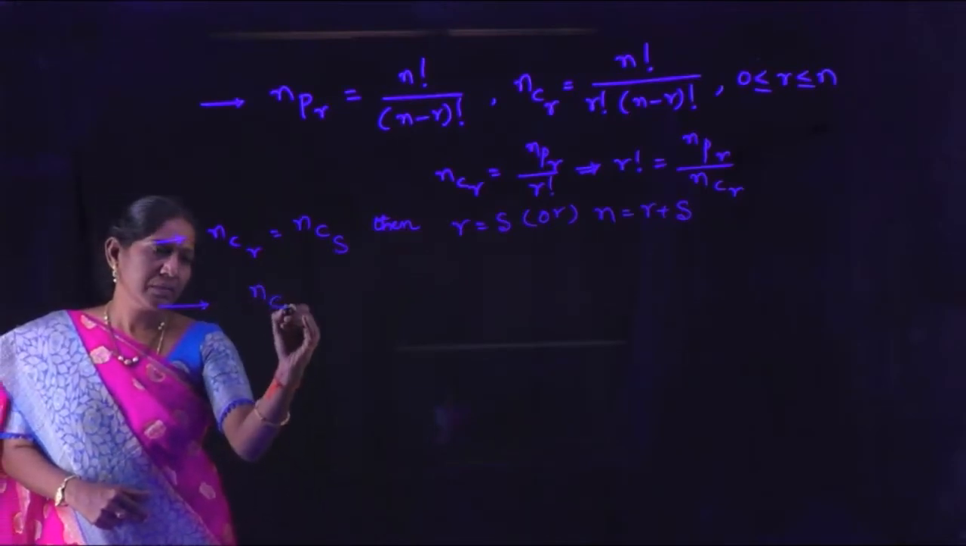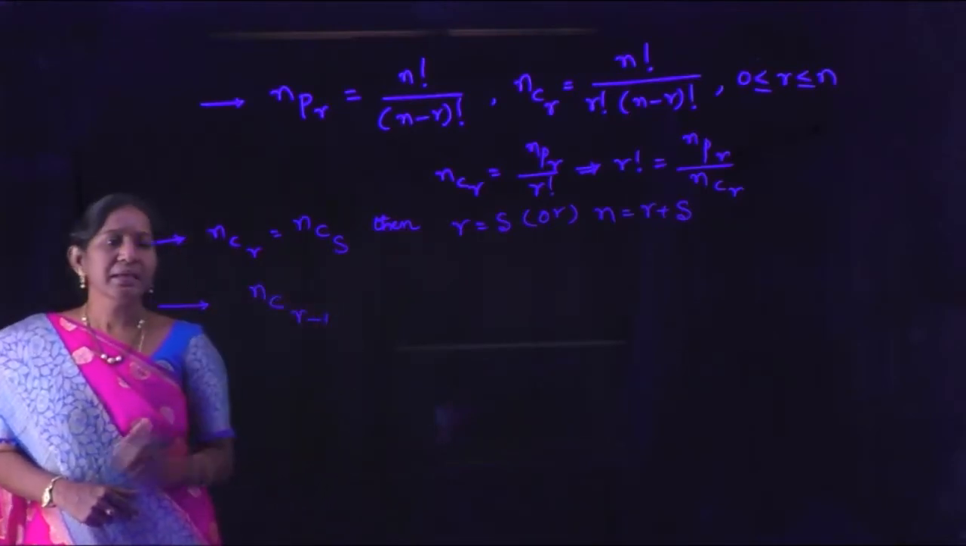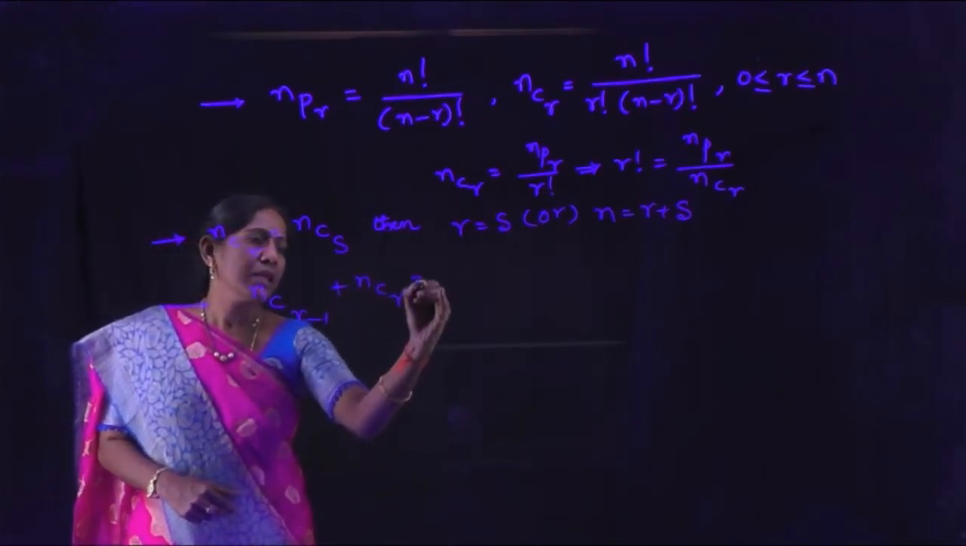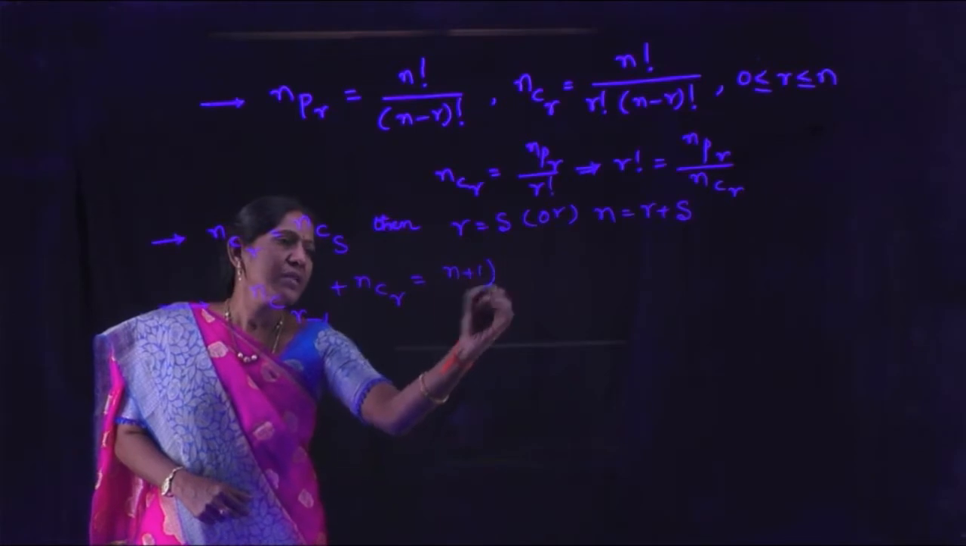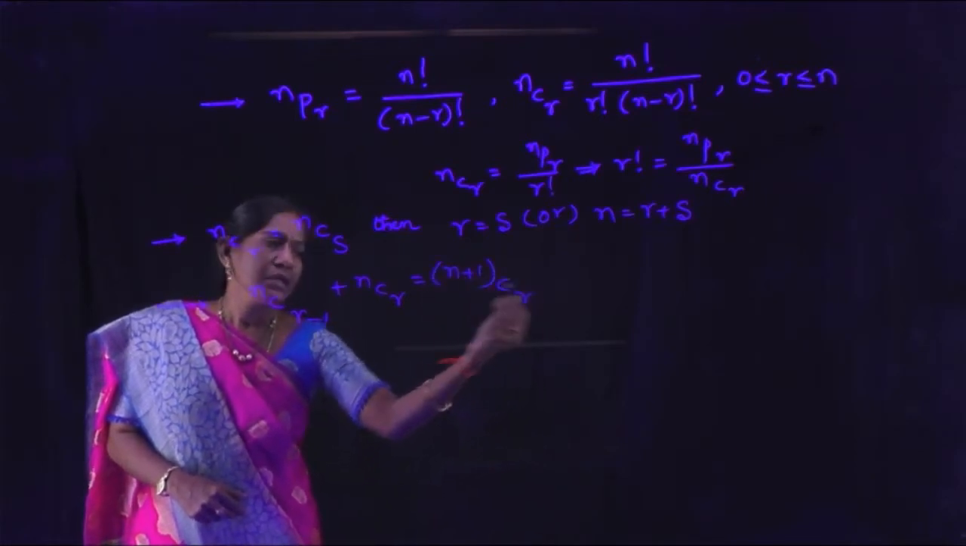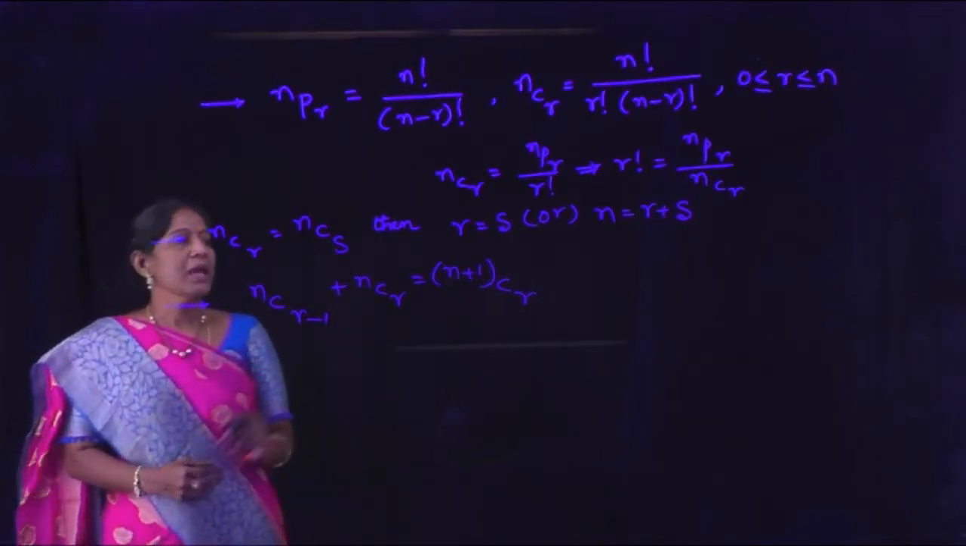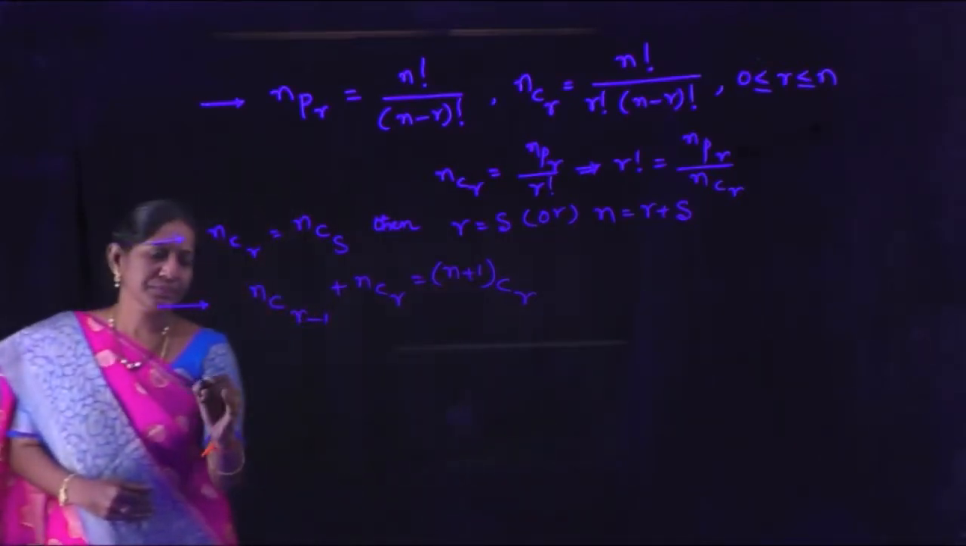And another one, nCr minus 1 plus nCr, that is n plus 1 Cr.